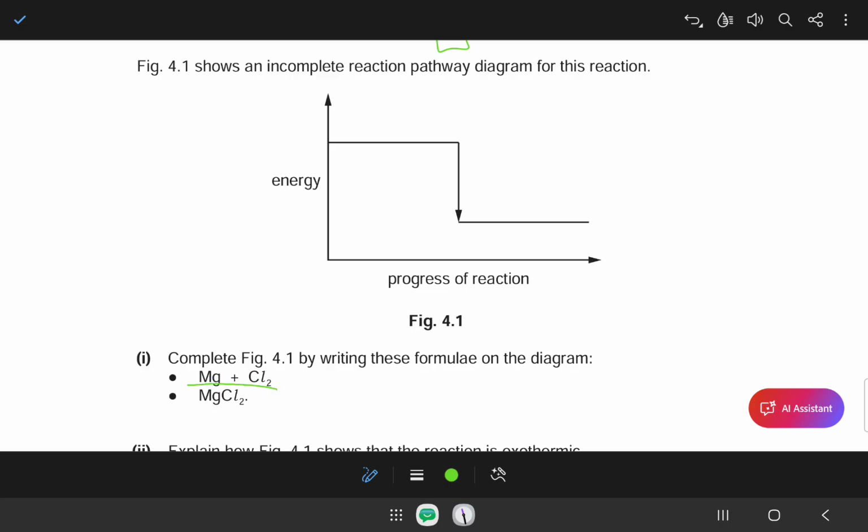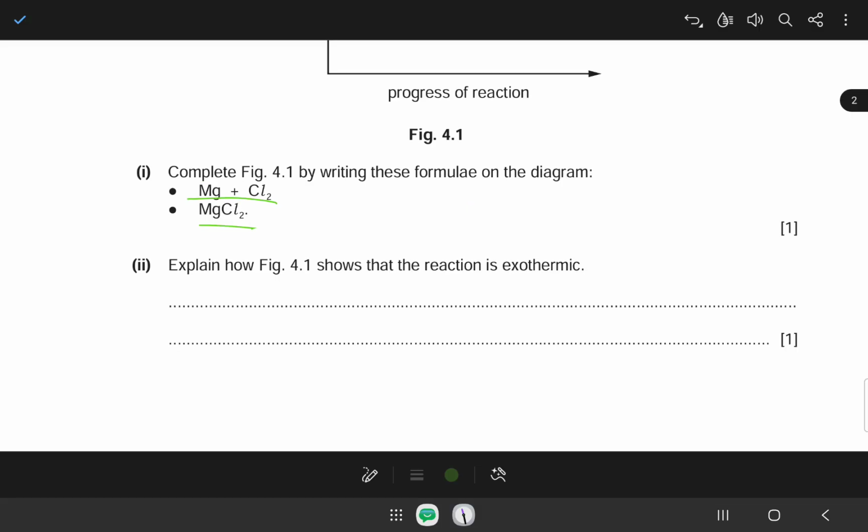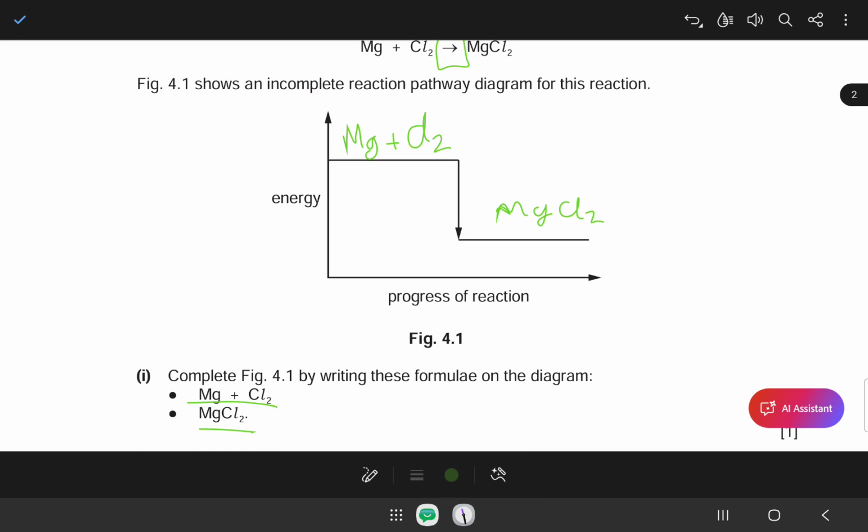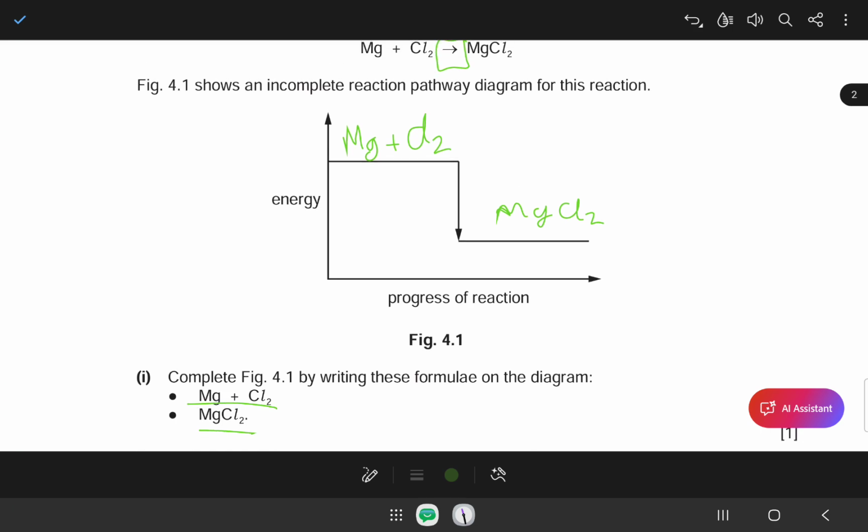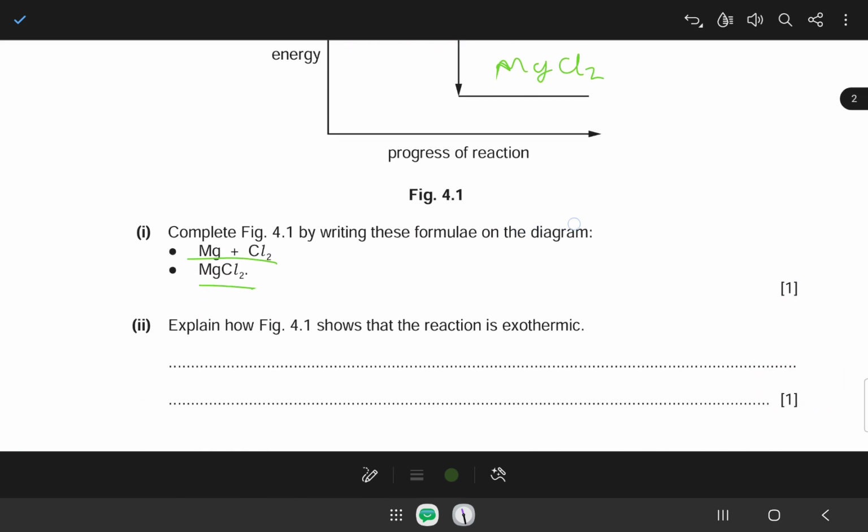So this is our reactants and this is our products. So Mg plus Cl2 will be here and MgCl2 will be here. So this shows that it's also exothermic. Explain how this, we already did this question, but just to repeat it, because the reactants have greater energy than the products.